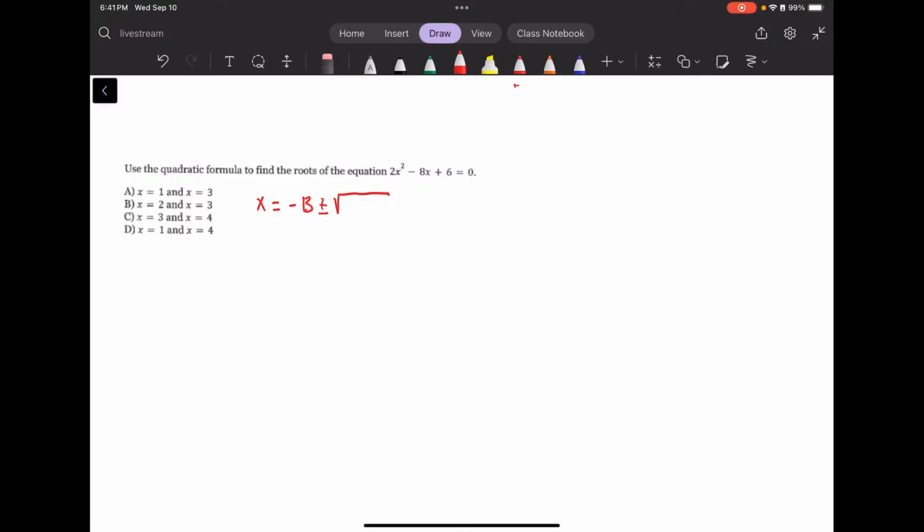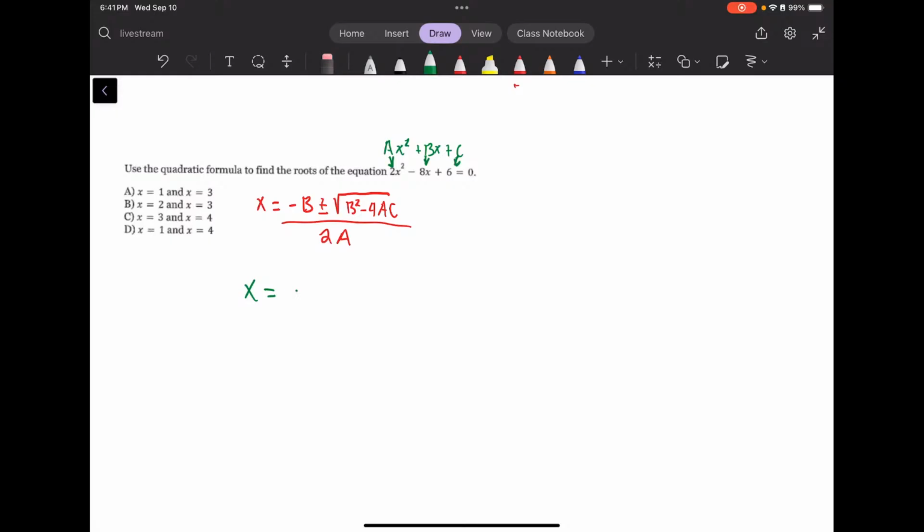So x is going to be equal to the opposite of b plus or minus the square root of b squared minus 4 times ac, all over 2 times a. And just remember, with these types of problems, it follows the standard form of quadratic equations, ax squared plus bx plus c. So we know c is 6, b is -8, and a is 2.